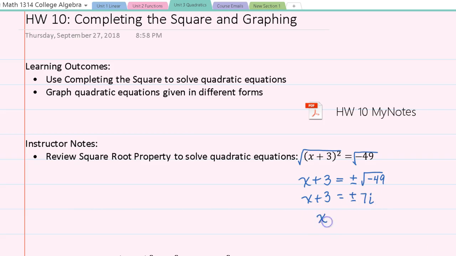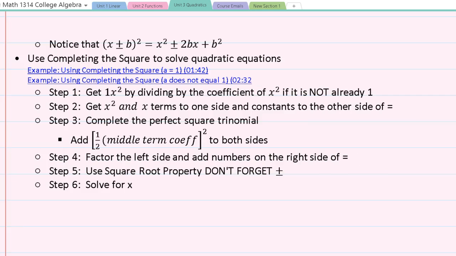We solve for x by subtracting 3 from both sides of the equal sign and get x is equal to negative 3 plus or minus 7i. Note that this represents two answers, one of them being x is equal to negative 3 plus 7i, and the other is x is equal to negative 3 minus 7i.